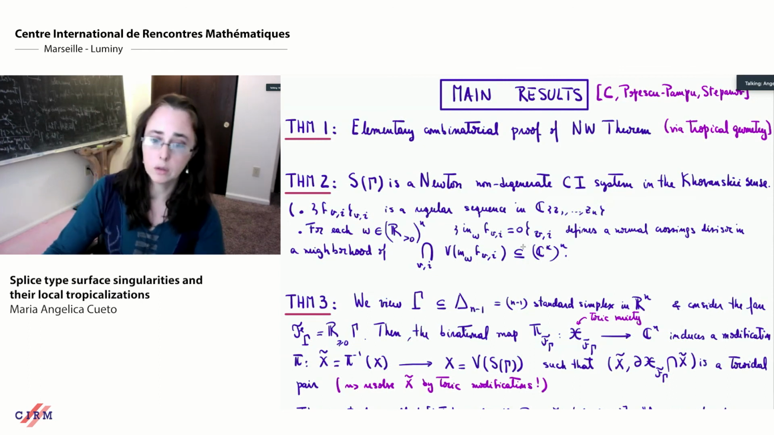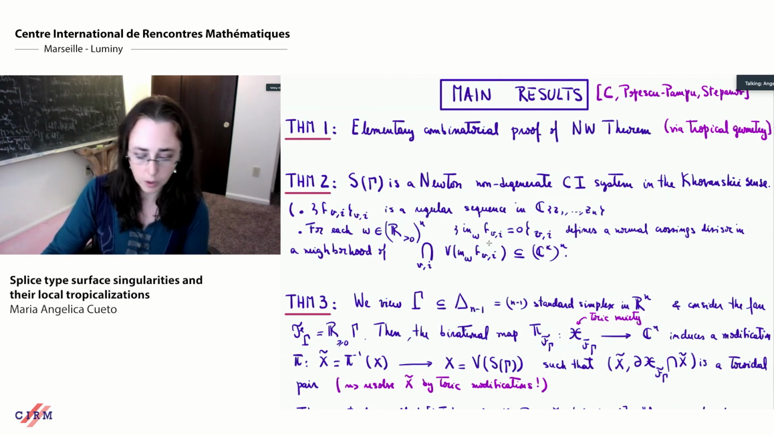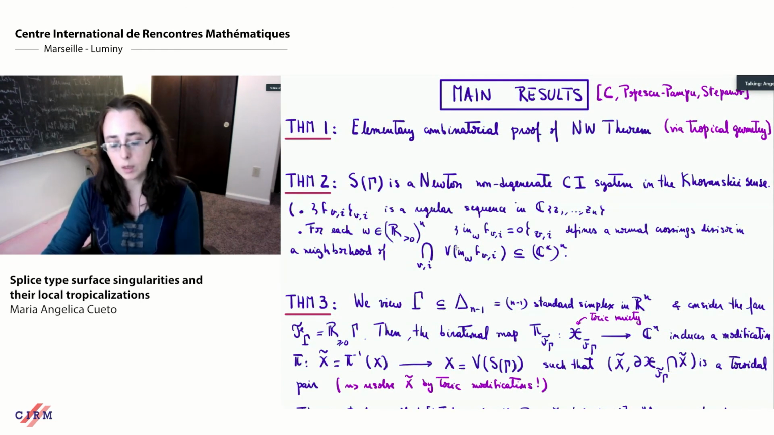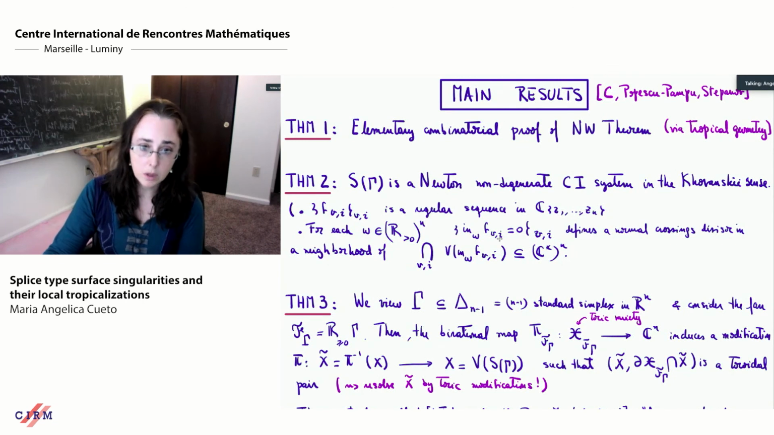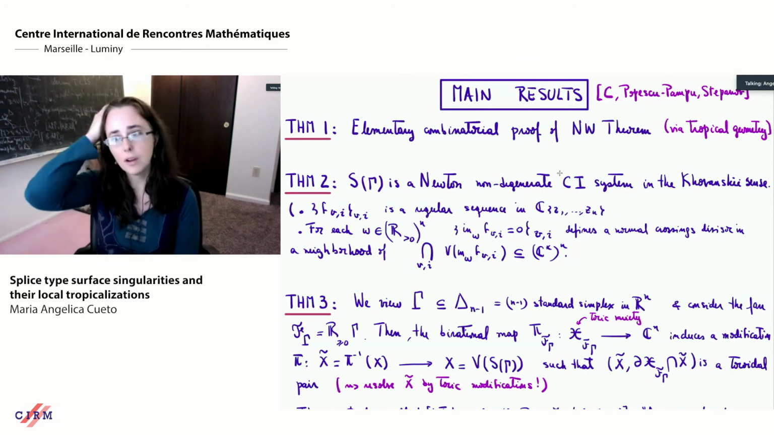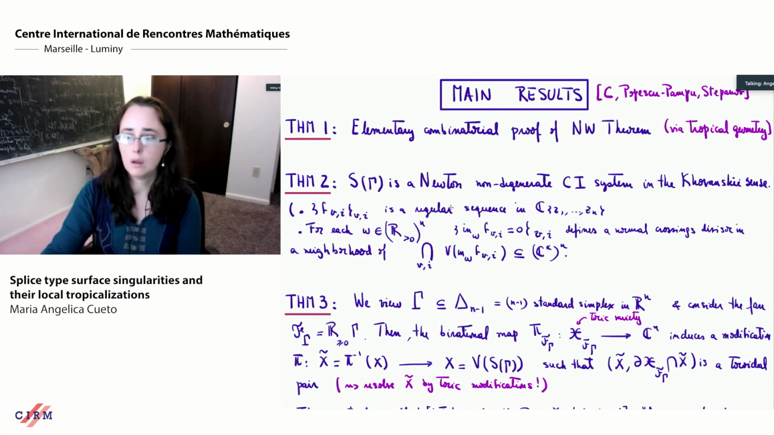So an equivalent condition for this second part is that the gradients of each one of these initial forms are linearly independent at every point in the intersection. So that's an equivalent condition. And this result is nice because there are not that many known examples of systems that are Newton non-degenerate complete intersections. So this adds a large class of families to know.